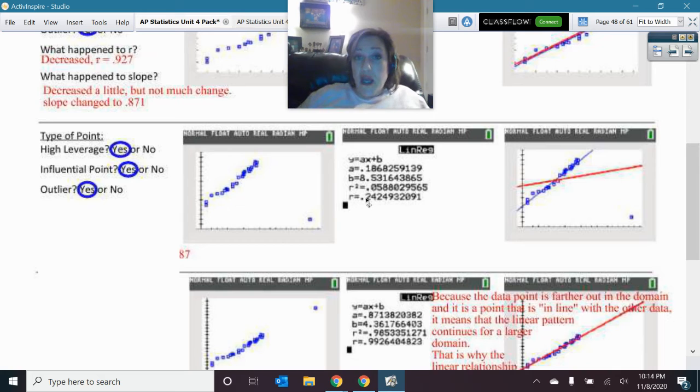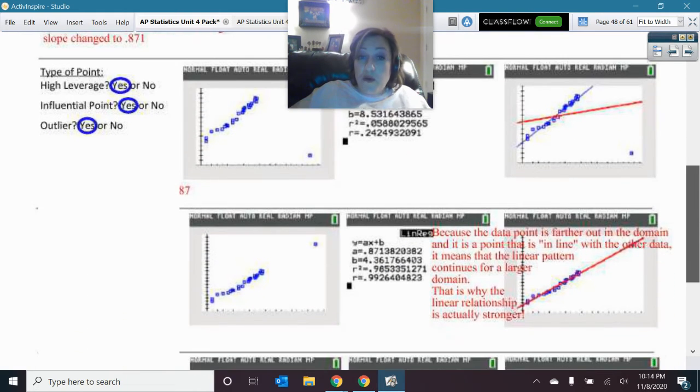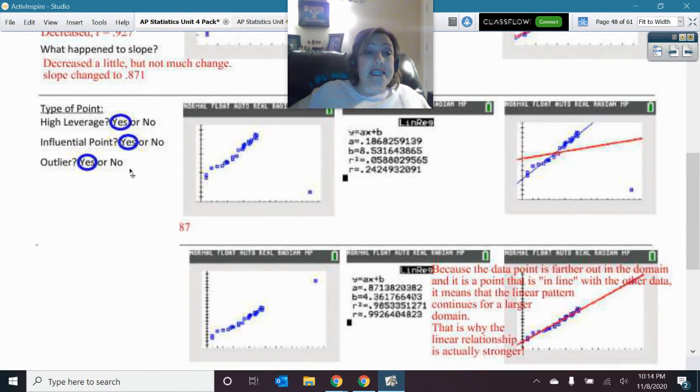Okay, so let's think of it this way. That point is reducing our correlation. Wow, down to 0.24. Okay, but what if I had asked you, like I am going to on the homework, what if you remove that point, what happens to the correlation? So if I remove this point, which is decreasing that correlation, then that will make it increase back up to 0.987. So removing that point will make it increase. The point itself makes the correlation decrease and the slope.